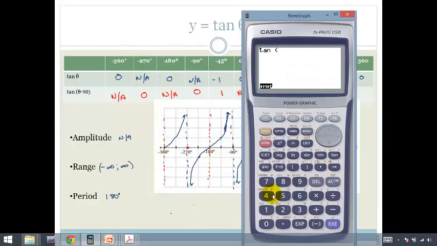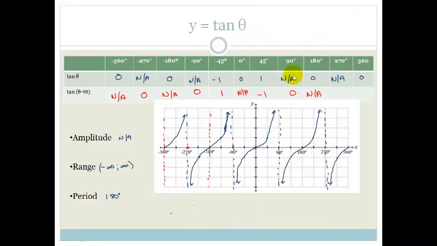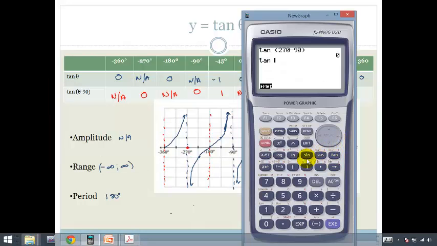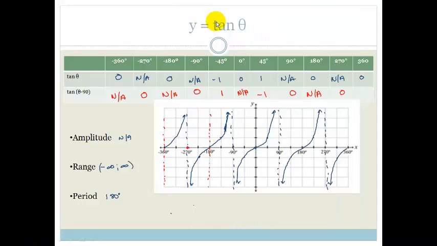Tan of bracket 270 minus 90 is going to give us 0. And finally, tan of bracket 360 minus 90 bracket is going to give us another math error. So that's not applicable. So let's just fill this in. So we've got not applicable, which is an asymptote, 0, an asymptote, then at minus 90 we're at 0.